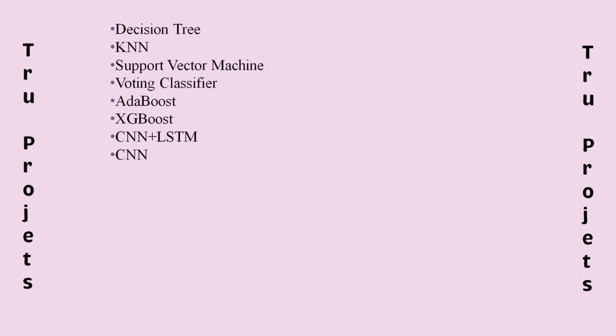Decision tree. A decision tree is a flowchart-like structure where each internal node represents a feature or attribute, and each leaf node represents a decision. It's a straightforward model that can handle both numerical and categorical data. In this project, decision tree helps predict CKD stages based on specific patient attributes.